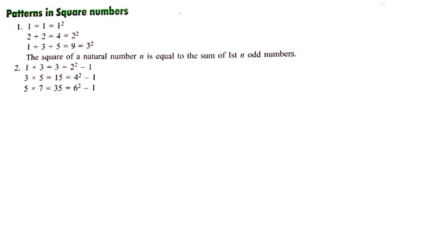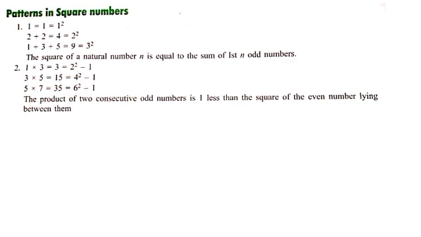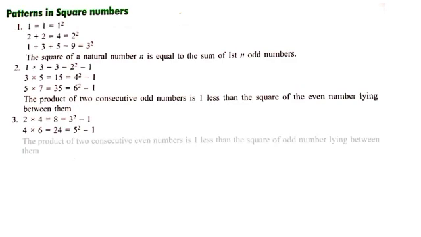1 into 3 is equal to 3, which is equal to 2 power 2 minus 1. And 3 into 5 is equal to 15, which is equal to 4 square minus 1. 5 into 7 is equal to 35, which is 6 square minus 1. The product of two consecutive odd numbers is 1 less than the square of the even number lying between them. 2 into 4 is equal to 8, which is equal to 3 square minus 1. 4 into 6 is equal to 24, which is equal to 5 square minus 1. The product of two consecutive even numbers is 1 less than the square of the odd number lying between them.